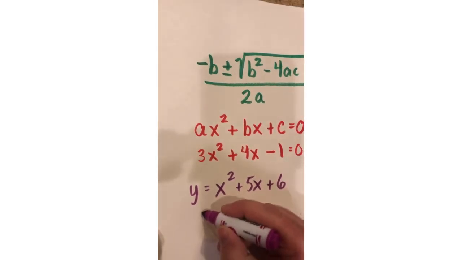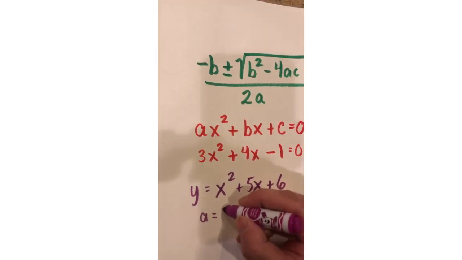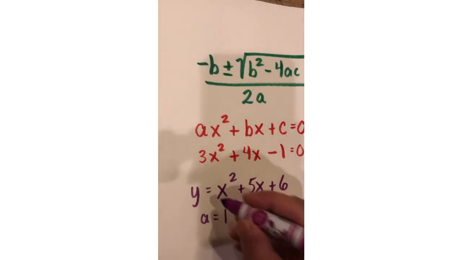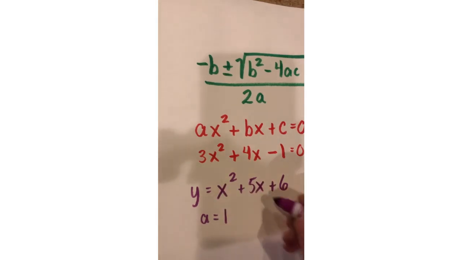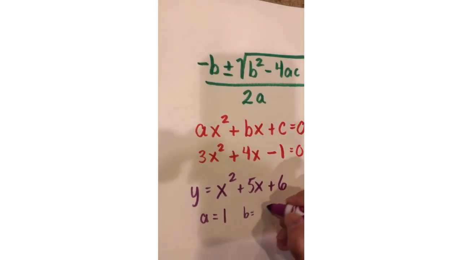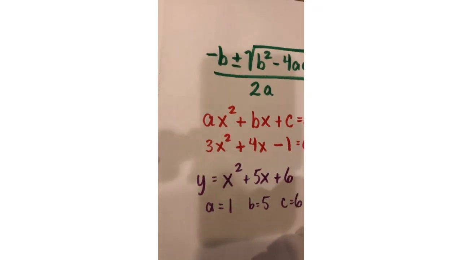So if I'm looking for a, b, and c, my a is 3. Somebody better stop me. My a is the number right in front of x squared. So my a is 1. Because there's an invisible little 1 right there. You can't see it. And then my b is 5. My c is 6. So let's plug this in, shall we?